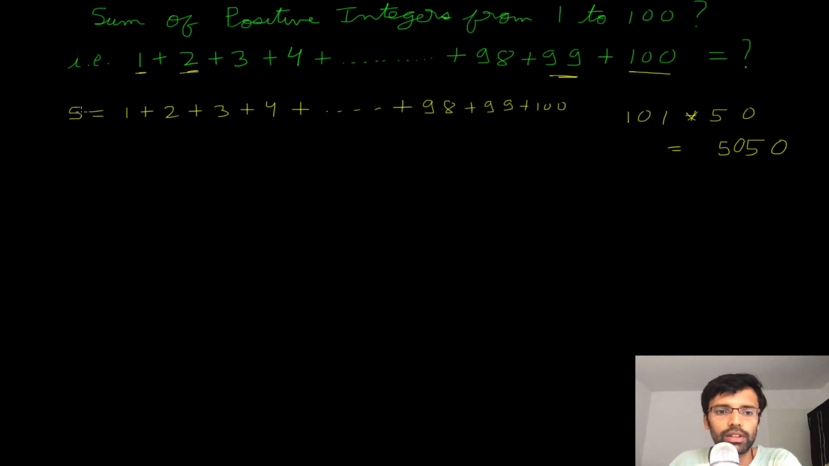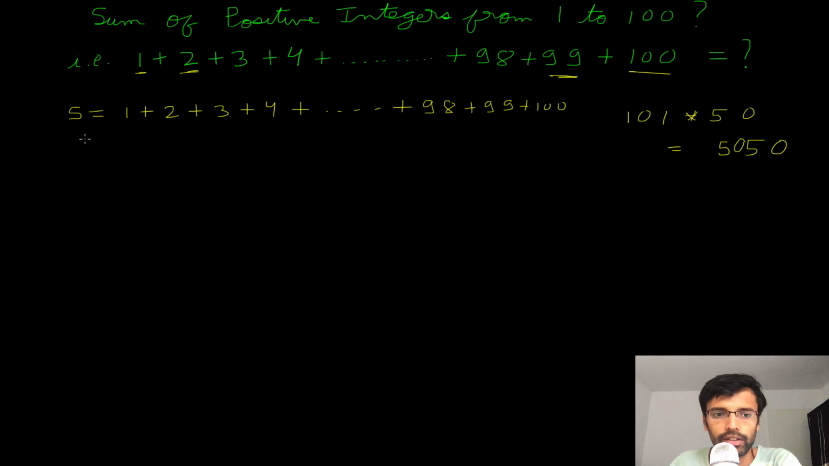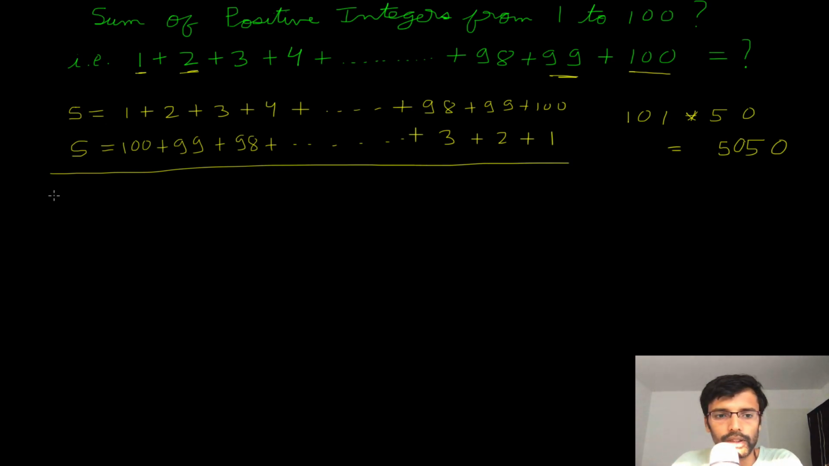So let's just say we denote this sum as S. Now if we reverse this, as we said there, the first term and last term add up to 101, 2 and 99 add up to 101. If we write this sum in reverse sequence, we would still have the sum as S. Then we would have 100, 99, 98, and so on. Here we would have 3, here we would have 2 plus 1. Now if we add both of these equations, what do we get? S and S, it will be 2 times the sum.